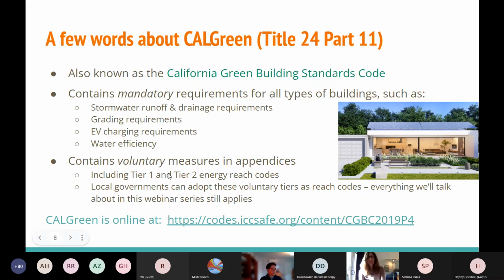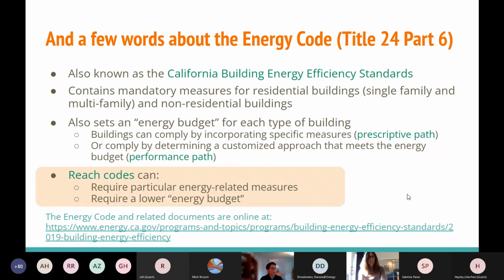And these include Tier 1 and Tier 2 energy reach codes. Local governments can adopt these tiers as reach codes, and everything that we're going to talk about today still applies. It still has to go through the same process. You still need the same backup, but they're already developed measures that are there in Cal Green, and it is available online. You can find it. I put the link there, and the slides will be available afterwards as well.